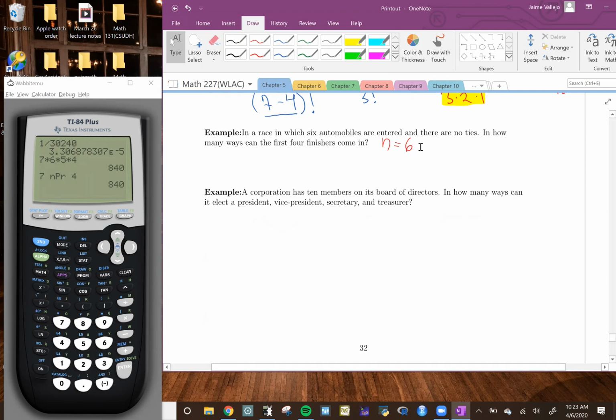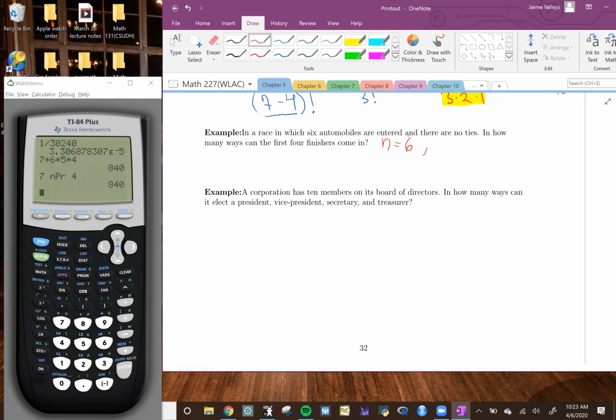And what about for this one? Does it matter who comes in first, second, third, or fourth? Would it make a difference? It should make a difference because if you come in first place, you're in first place. If you come in sixth place, then you probably don't even qualify. So it does make a difference. So for this one, order matters. That way, this is a permutation.